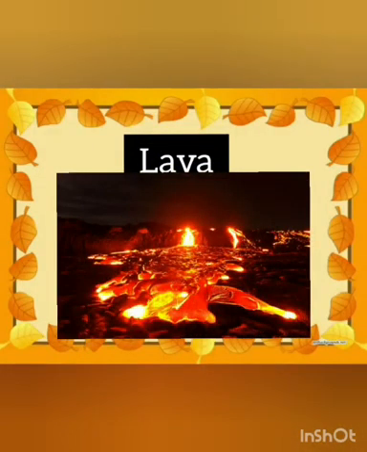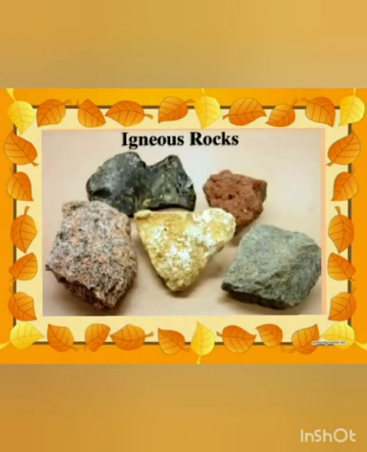What is lava? The fiery red molten magma coming out from the interior of the earth on its surface is called lava. Igneous rocks are also called primary rocks because all other forms of rocks have been derived from igneous rocks. These types of rocks are the most common type of rock on the Earth's surface. The word igneous is derived from the Latin word ignis, meaning fire.